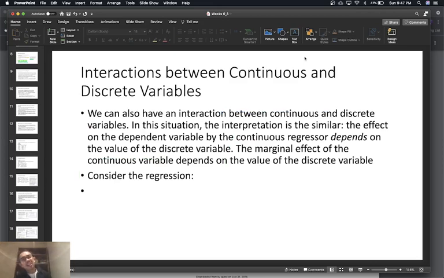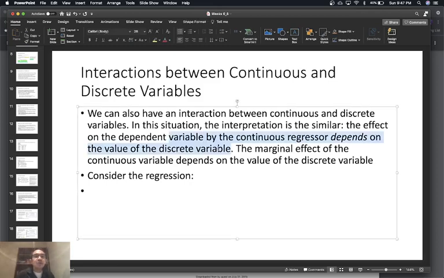Similarly, there can be interactions between continuous and discrete variables, right? So we have a continuous variable in the model, which is farm gate, and then we can interact that with any discrete variable, which here is either the year or the location. So again, the effect of the continuous regressor on the dependent variable depends on the value of the discrete variable. The marginal effect of the continuous variable depends on the value of the discrete variable.